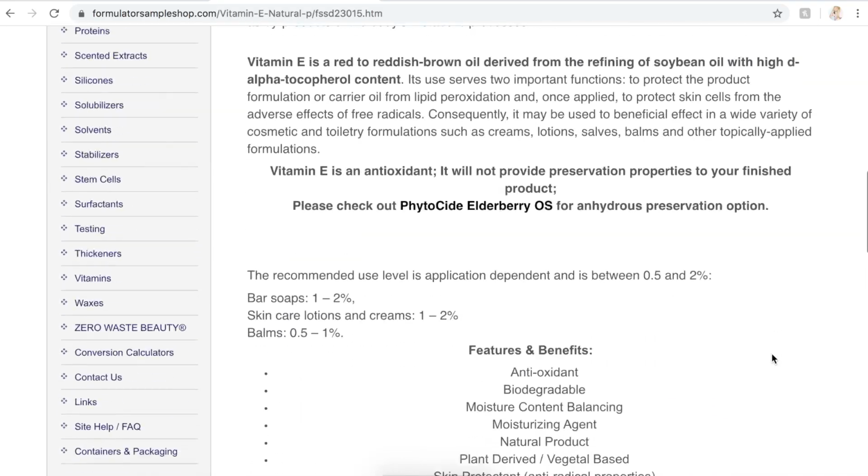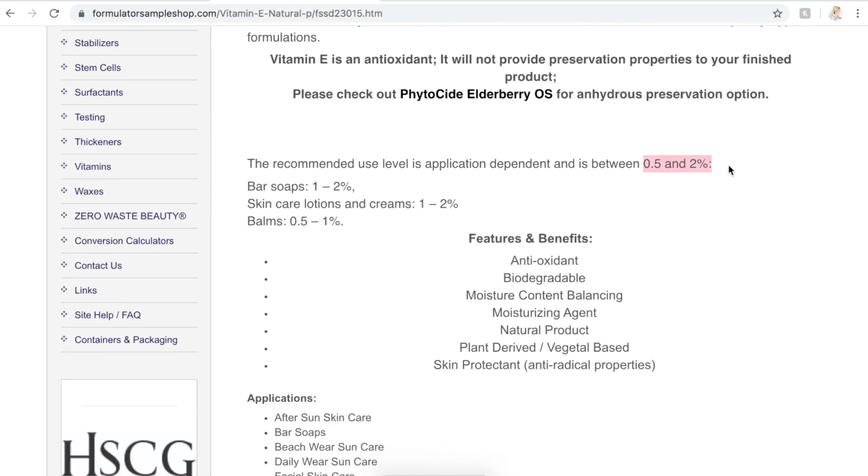So add some vitamin E oil. Vitamin E suggested usage rate is 0.5% to 2%. Since buying pure vitamin E is pretty expensive, I like to use it at 0.5%. So your percentage usage goes off cost value as well. Like I mentioned earlier with the more expensive carrier oils, we use less of them because they're more expensive.